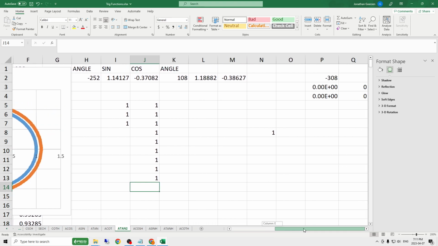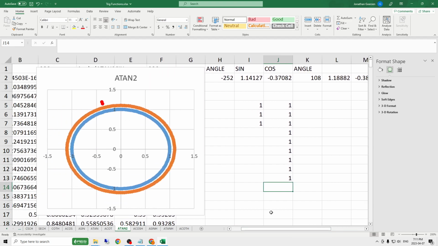The input range for the arctangent 2 function is any number that Excel can represent. You can take the arctangent of it. You can think of it as being any pair of numbers, and it will tell you the angle that would point to that space, or point to the point described.